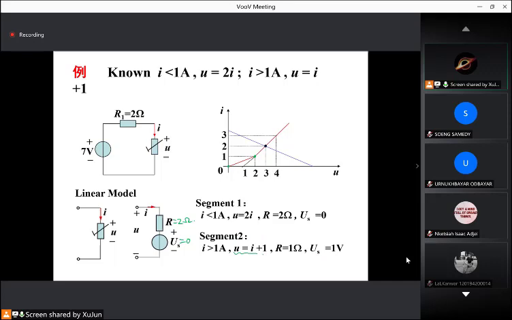So for this function, we can use a 1 ohm resistor serially connected with a 1 volt source to express. This total U, this total I. So this U means this voltage, this I means this current. U equal to I plus 1. 4 equal to 3 plus 1.